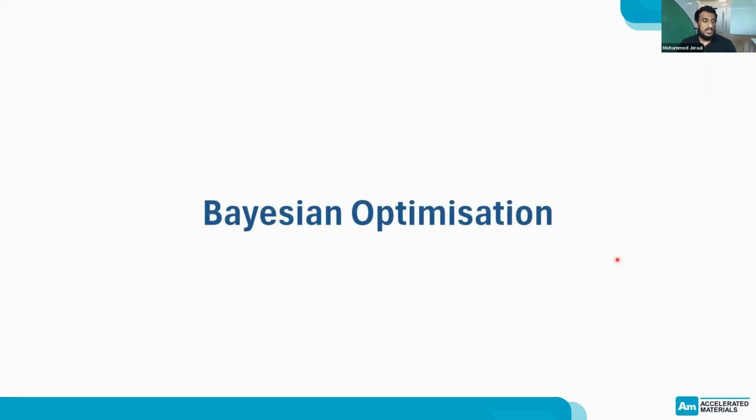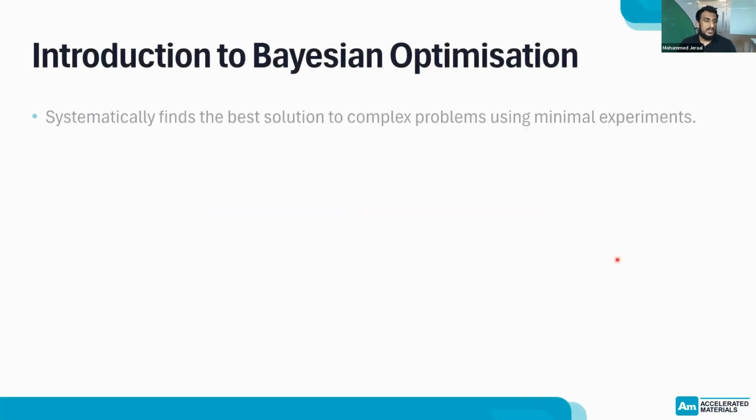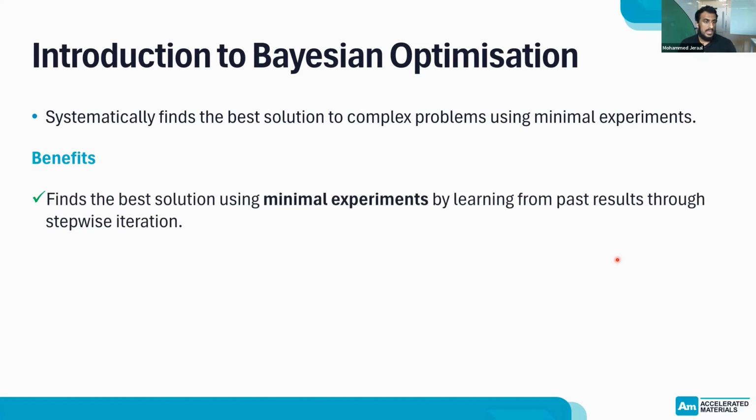So the technique that we're going to be discussing in today's presentation is Bayesian optimization. And unlike the previous methods that we've discussed, it's a systematic solution that attempts to find you the best solution for complex problems using minimal experiments. And the key difference between Bayesian optimization and the previous techniques that we mentioned is that it works iteratively. So every time you run an experiment, you give the result back to the system so that it can use that information to tell you where to go next.